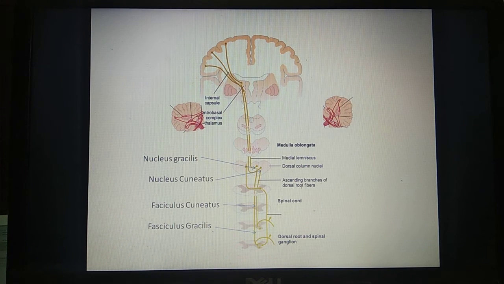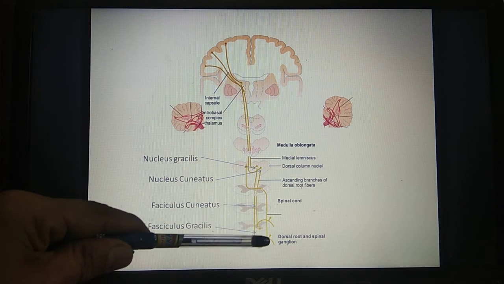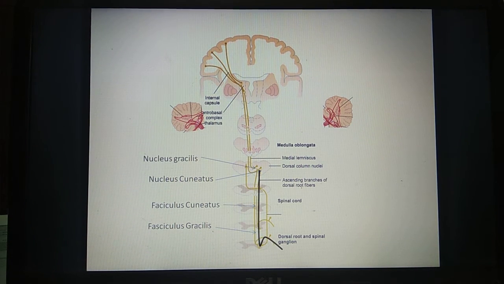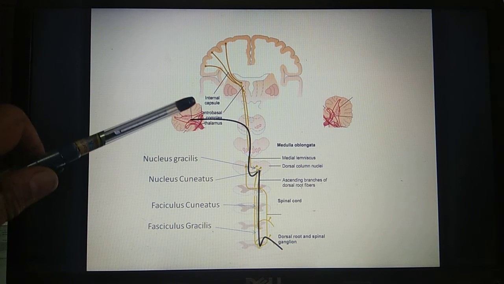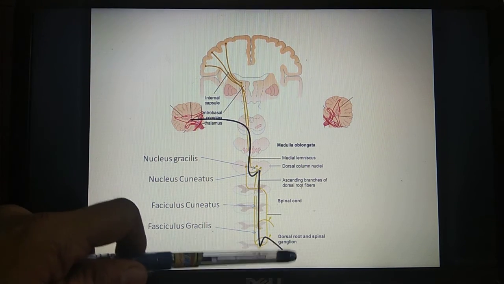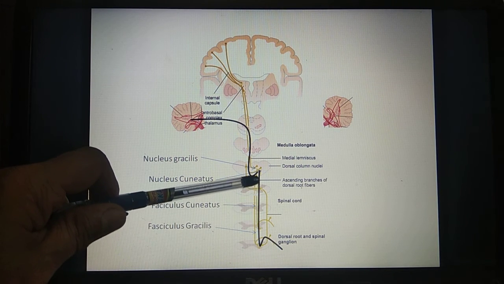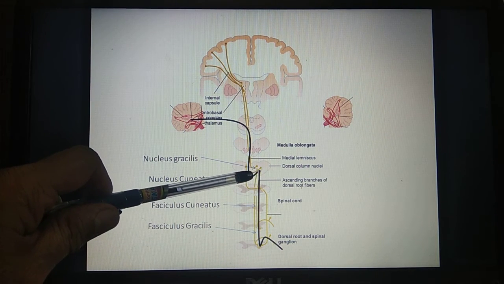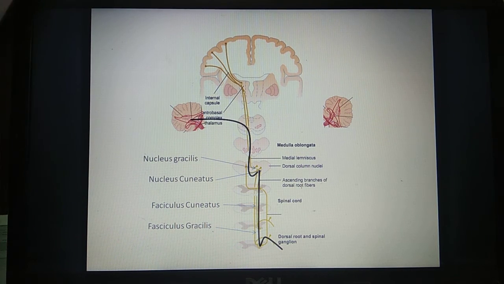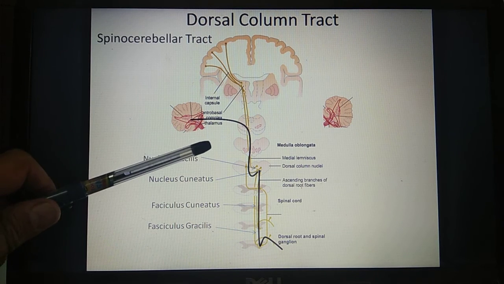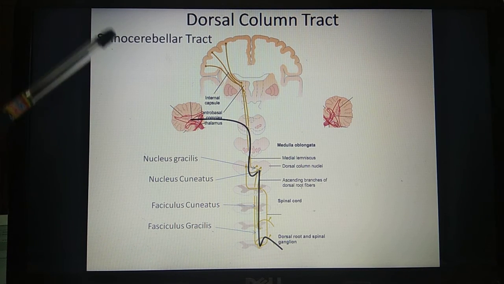Now one more thing in the dorsal column tract. While going up, it is giving some branches to the cerebellum. You can see it is arising in the medulla oblongata, crossing to the opposite side. Now some fibers are going to the cerebellum. According to some authors, this is a separate tract called the spinocerebellar tract. According to some, it is the dorsal column giving a branch to the cerebellum, and according to some authors, it is a separate spinocerebellar tract.